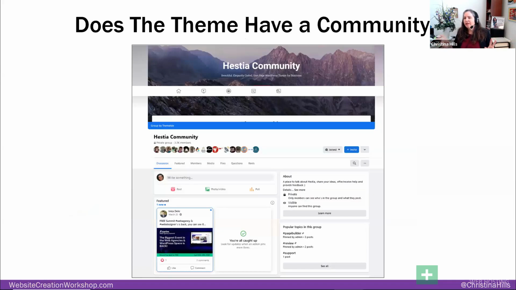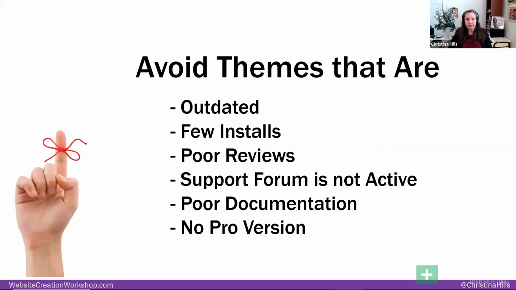And then this is kind of a nice to have, you don't have to have this, but if they have a community, like this is an example of a Facebook community. Now, not every theme company has it, and not everybody wants to be on Facebook, but it's nice to know that they have a community and members who are also using Hestia may be sharing tips and tricks that they've learned about. So it's nice that they have a community. It's not a showstopper, but that's something to look for.